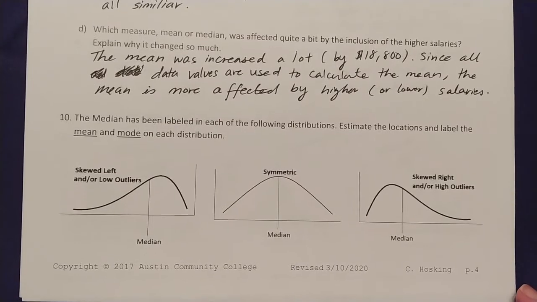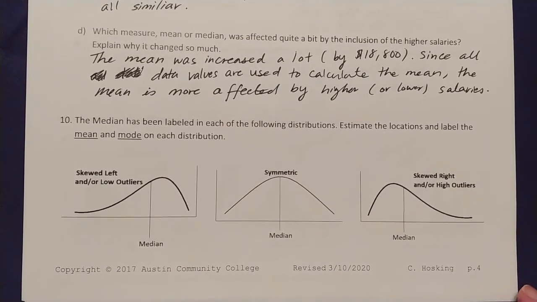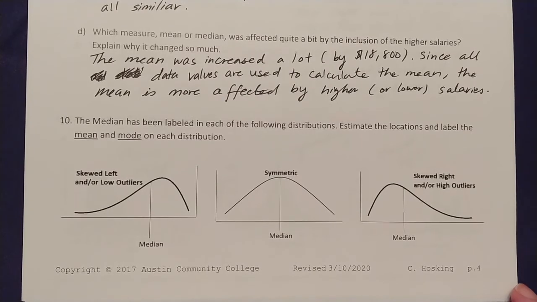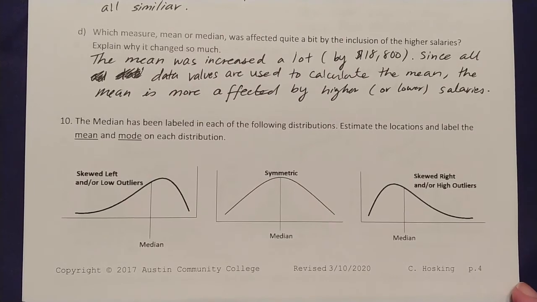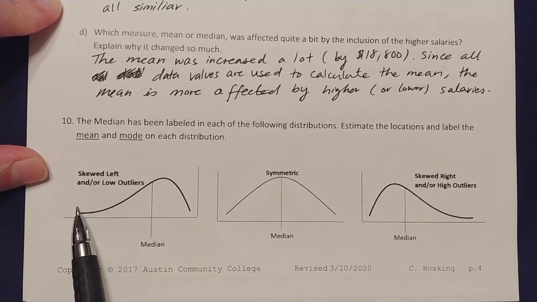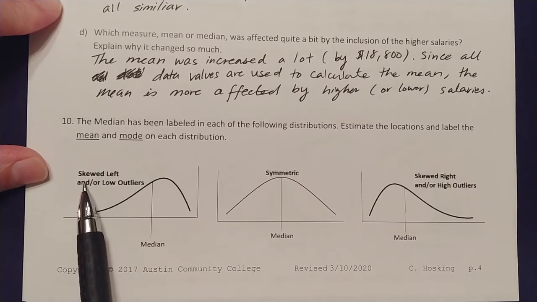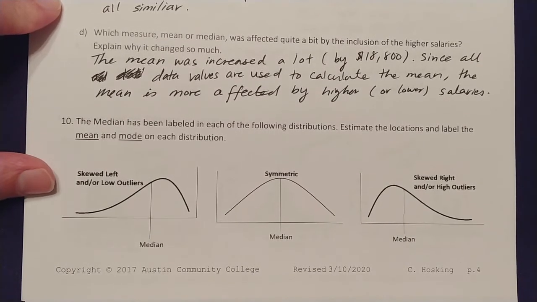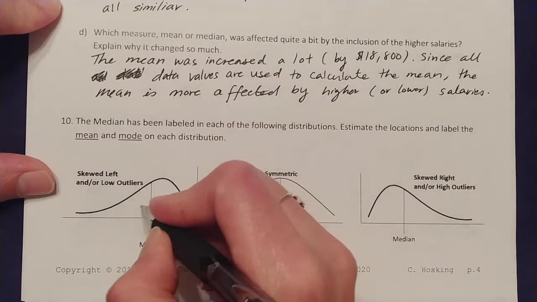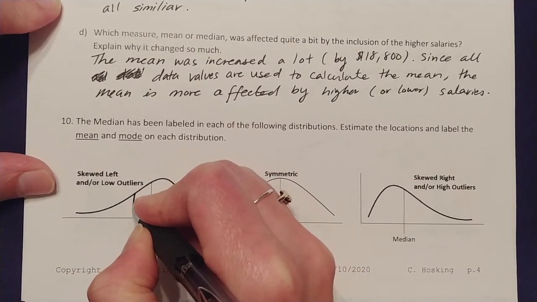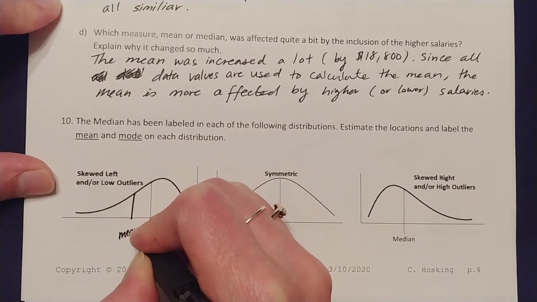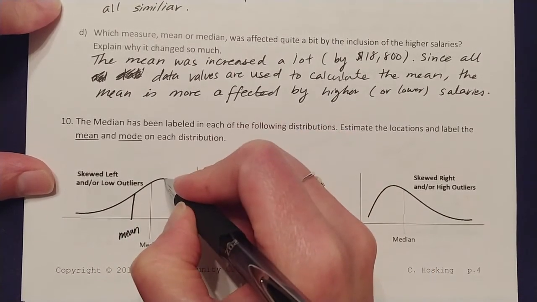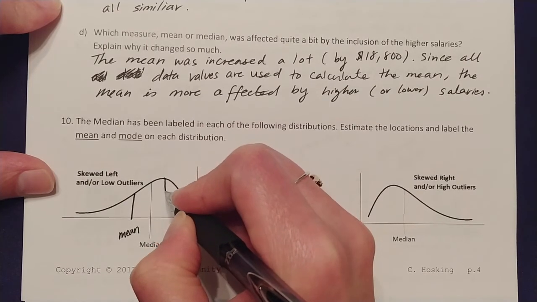All right, lastly, the median has been labeled in each of the following distributions. Estimate the locations and label the mean and mode on each distribution. All right, so here we have skewed left. So as you can see, the tail is on the left side, or low outliers. And so in this case, you would have your mean less than the median. Maybe here. And then your mode, the one repeated the most, well, that's the height of your mound. So the mode would be about here.